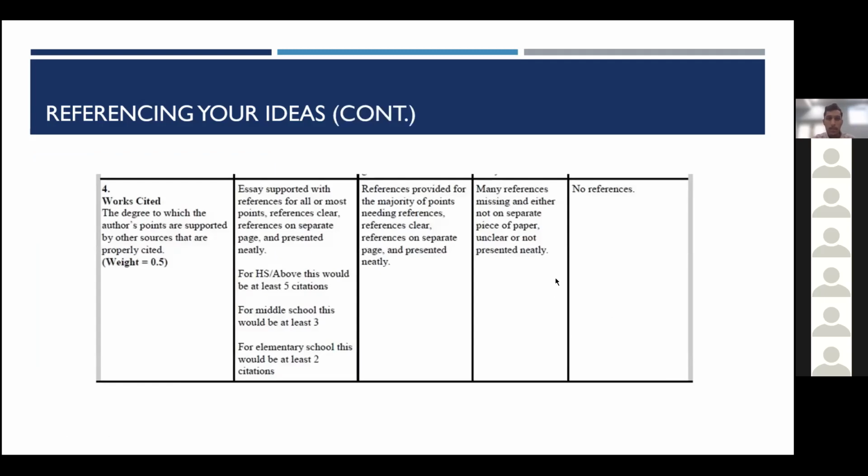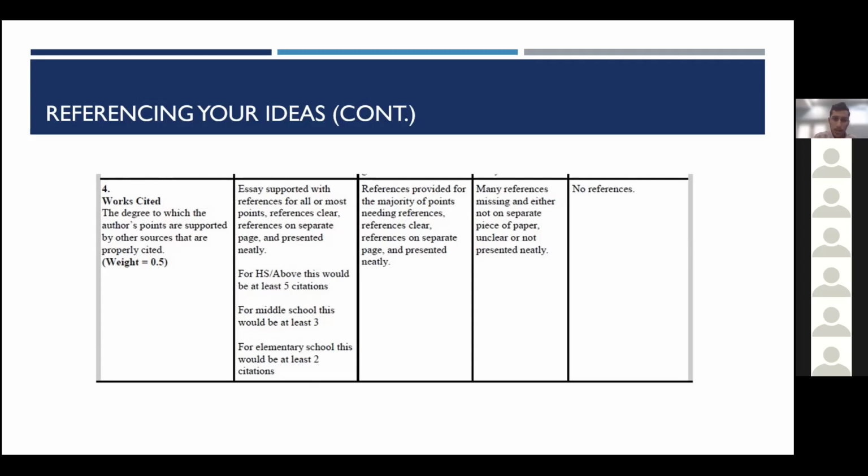Okay, once again, we're going to take a quick look at another part of the rubric here. That's essay supported, and this is the top, right? This is the best score you can get, the second box from the left here. So it says essay supported with references for all or most points. References clear, references on separate page and presented neatly, right? So again, like I mentioned, you're going to have your own ideas, but what's important is that you say, these ideas aren't only coming from me, there's someone more important that said the same thing. And that way you make your argument look more important, right?